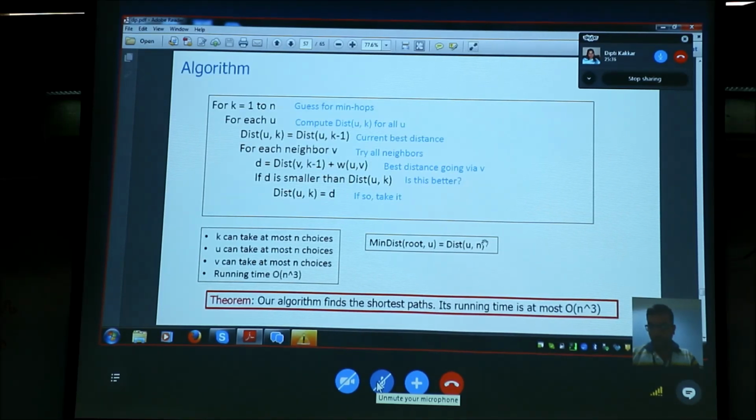Its running time is at most order n cube. Any questions?